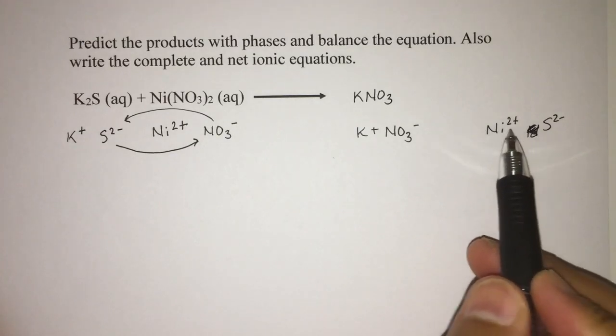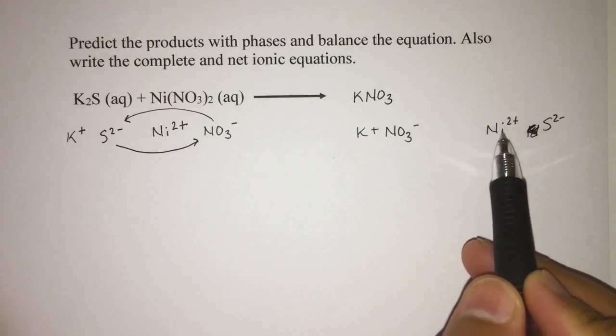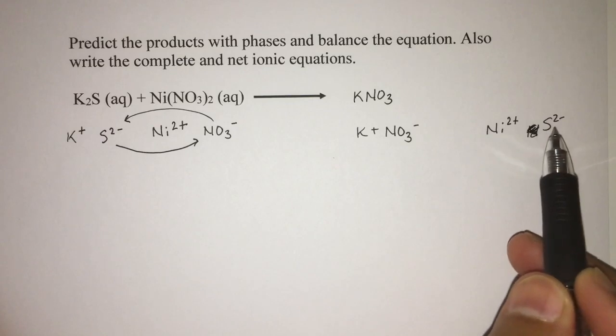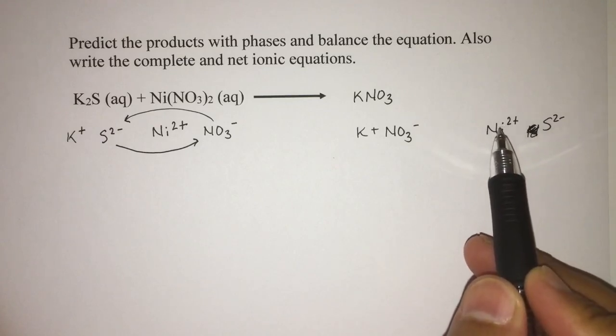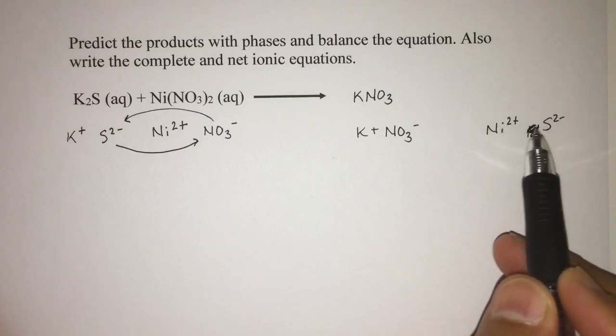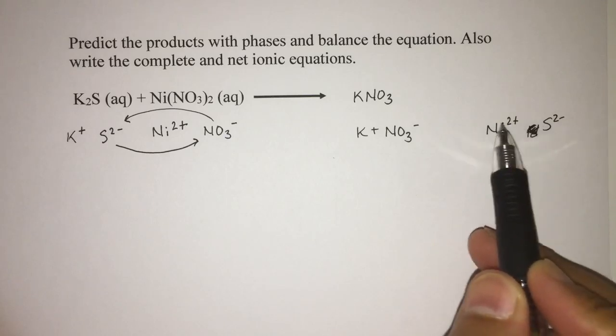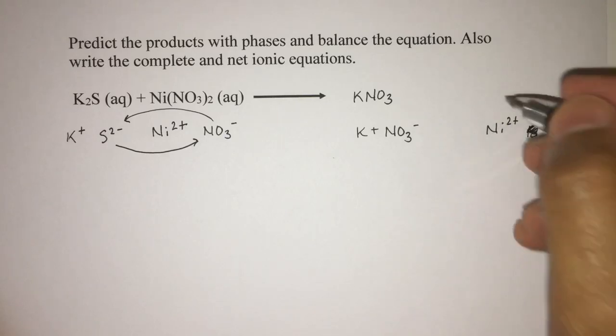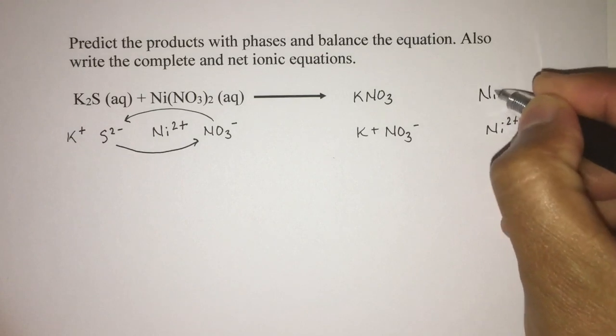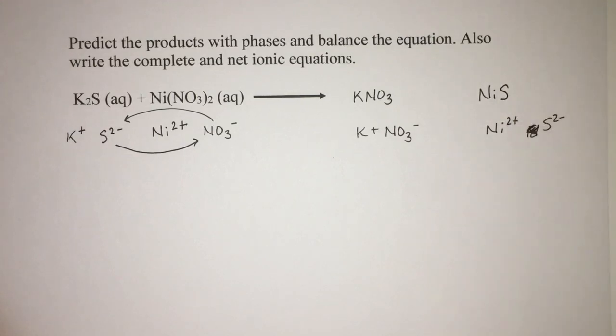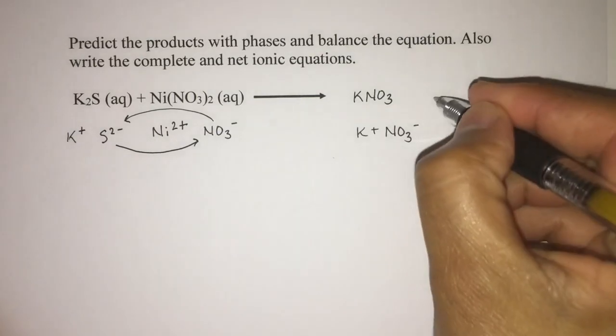Our second species, nickel 2+, sulfide 2-, we want to write a formula where these charges will balance, 2+, 2-, so we just need one of each. So those are the two products.